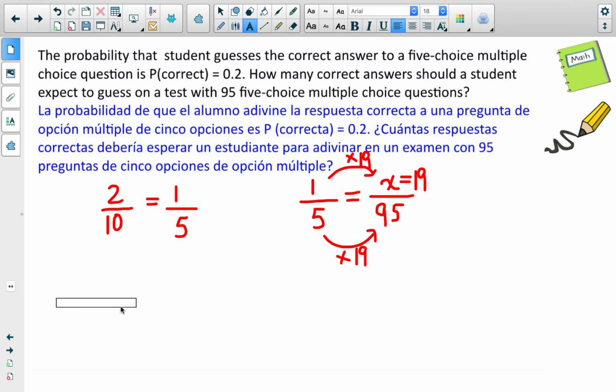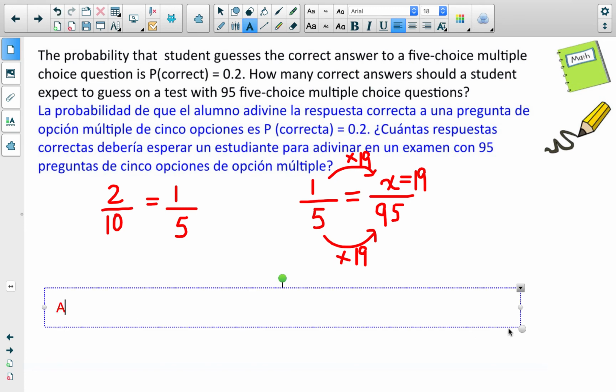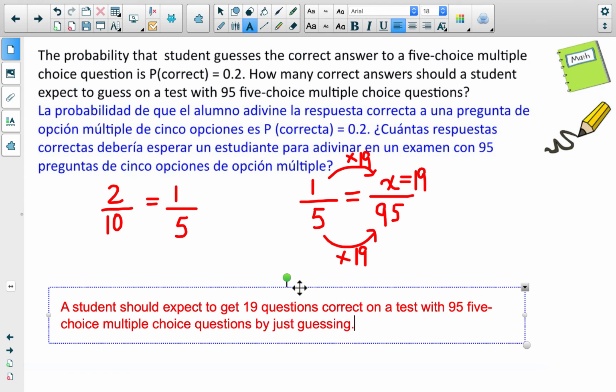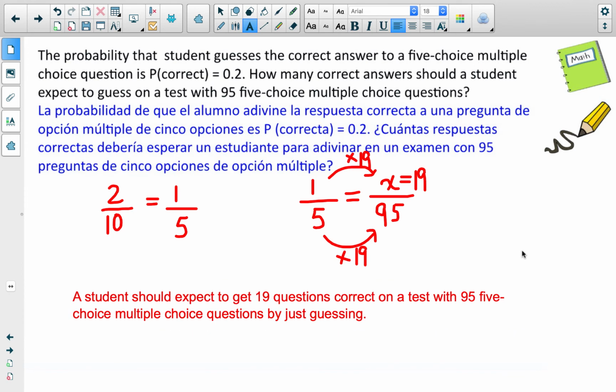Now I'm going to write this in a complete sentence, and I should have written the first one in a complete sentence too. A student should expect to get 19 questions correct on a test with 95 5-choice multiple choice questions by just guessing. Now, these are theories. If you actually do the experiment and just guess on a test you have no idea about, you may not get 19 correct. You may get more, you may get less, but in theory, you should get 19. Now, obviously, the number of questions you get correct goes up based on you studying and being prepared. But this is just saying if you have no idea what you're doing and you're randomly guessing, you're going to get about 19, give or take, based on just the probability.